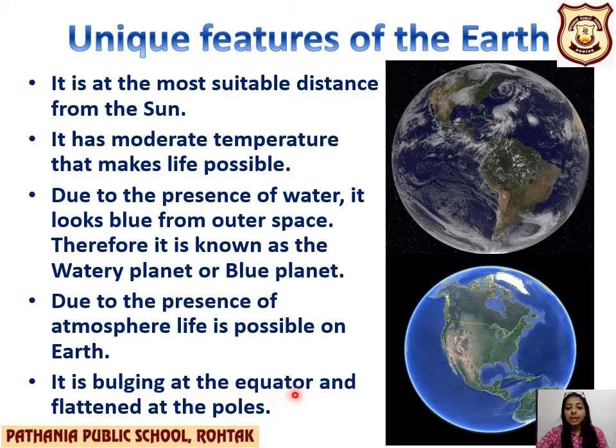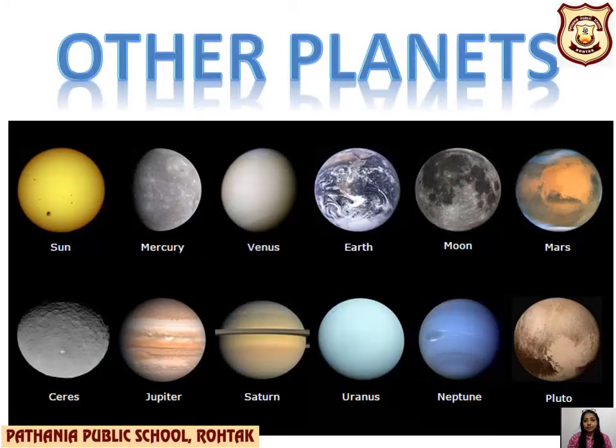It is bulging at the equator, that we have studied in class 5 also, और मैं इतनी बार पढ़ा चुकी हूँ that it is bulging out at the equator. That means at the center it is coming out and flattened at the poles.